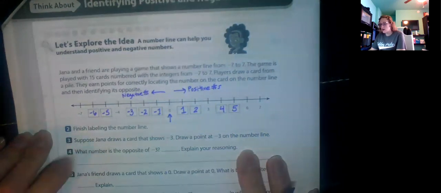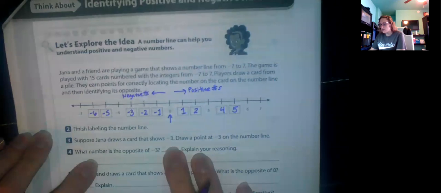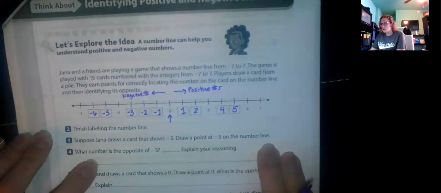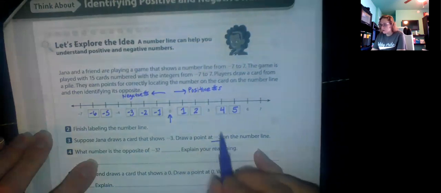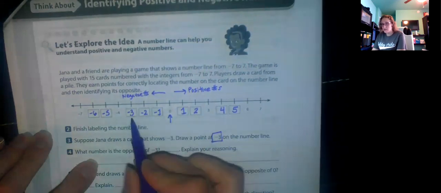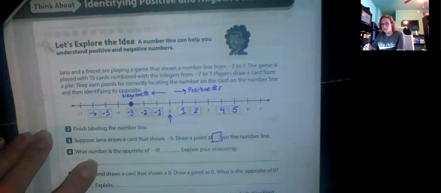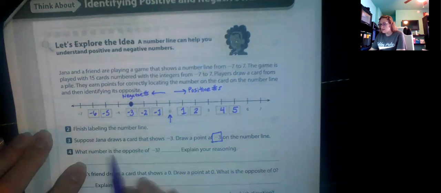Suppose Jana draws a card that shows -3. Draw a point at -3 on the number line. So we locate -3 on the number line, which is here, and we're drawing a point. So we just put a dot right at -3. Okay. What number is the opposite of -3?